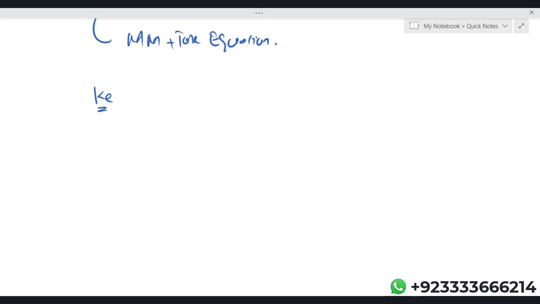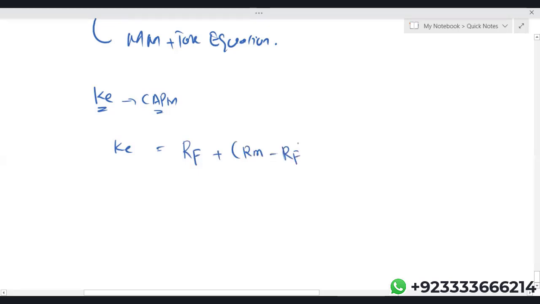Okay, Ke using CAPM, the capital asset pricing model. Ke is equal to RF plus (RM minus RF) times the equity beta. Ke is the cost of equity. Another interpretation is the minimum return required by the shareholders. RF is the risk-free rate of return.